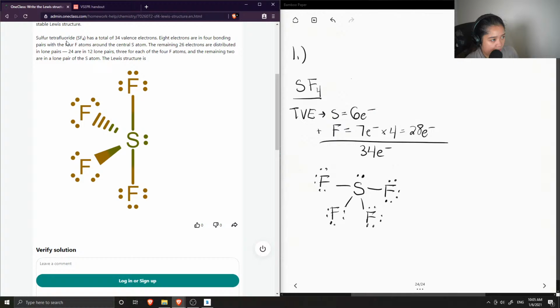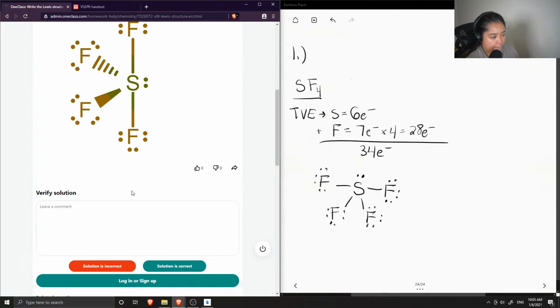Sulfur tetrafluoride has a total of 34 valence electrons. 8 are in 4 bonding pairs, with the fluorine atoms around the central sulfur. The remaining 26 are distributed in lone pairs, 3 on each of the 4 fluorine atoms and the 2 remaining on the sulfur. Great, so this solution is correct.